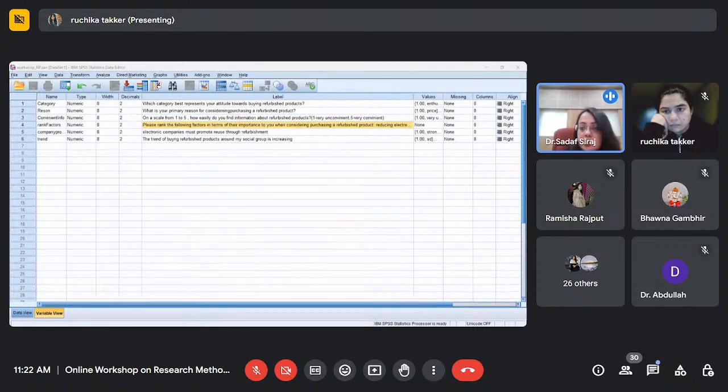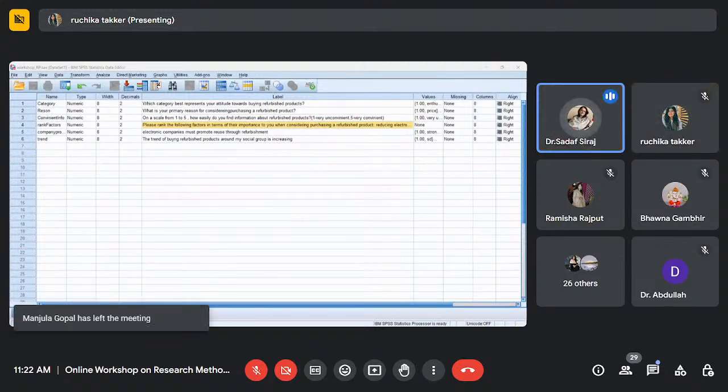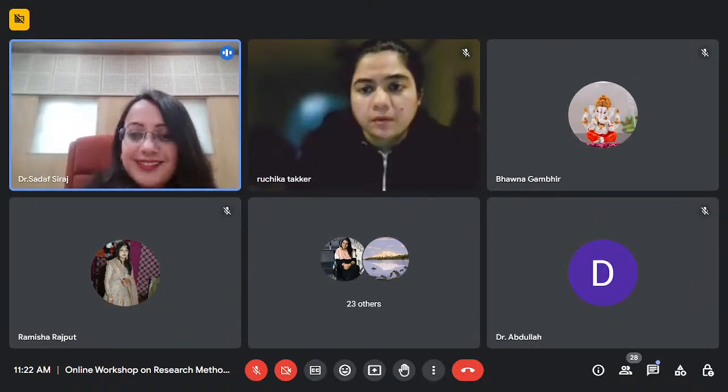I don't know whether validity and reliability was covered, Ruchika. Validity and reliability of the questionnaire is to be conducted before actually carrying out your study. So for validity testing, what we do, there are 2 forms. Ruchika, can you stop sharing so that I can see all the people, and then I'll start with it.